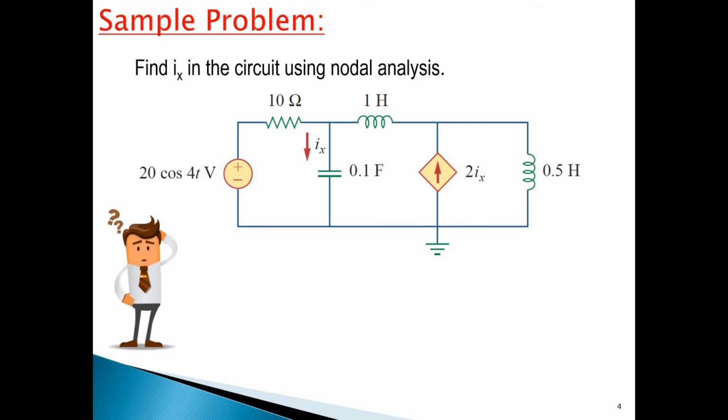Now we have our sample problem. Find Ix in the circuit using nodal analysis. We have the voltage 20 cosine 4t, a resistor of 10 ohms, an inductor of 1 henry, and a capacitor of 0.1 farad. Then we have a dependent source which is 2Ix and an inductor of 0.5 henry.